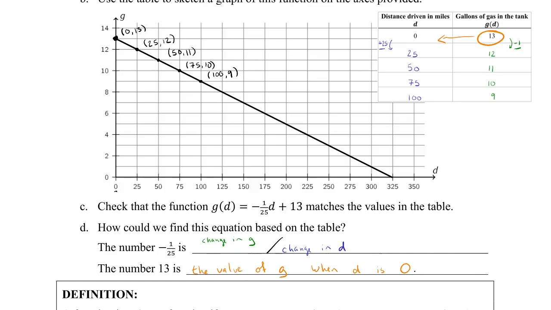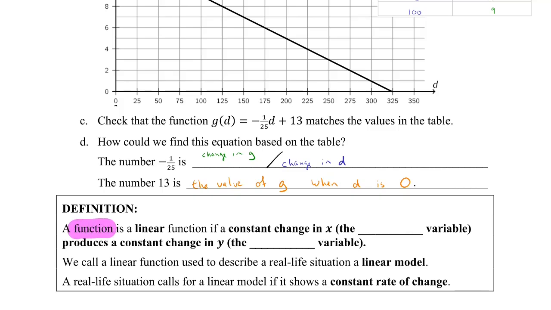So again, the function has a linear expression. The graph is a straight line. In the table, a constant change in the input produced a constant change in the output. This is what we call a linear function, and when it's applied in real life, a linear model. So a function now is linear. We've defined a linear expression and a linear equation. A function is linear if a constant change in x, that is the input variable, produces a constant change in y, that is the output variable.